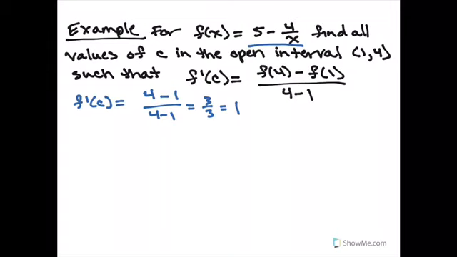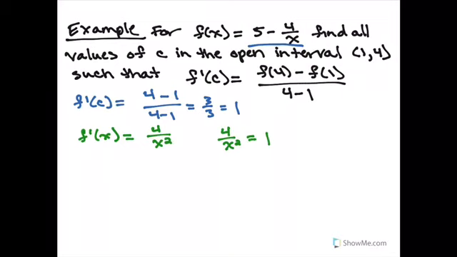So we need to take a derivative. All right, so the derivative of 5 goes to 0. The derivative of negative 4 over x, well, that's the same thing as negative 4x to the negative 1, right? Negative 1 comes out front. That's going to make that positive 4 x to the negative 2 or over x squared. So we want to know for what x values is 4 over x squared equal to 1.